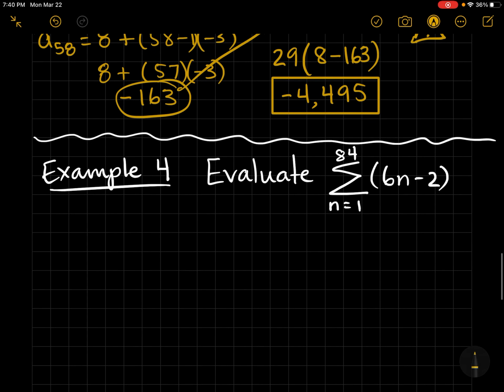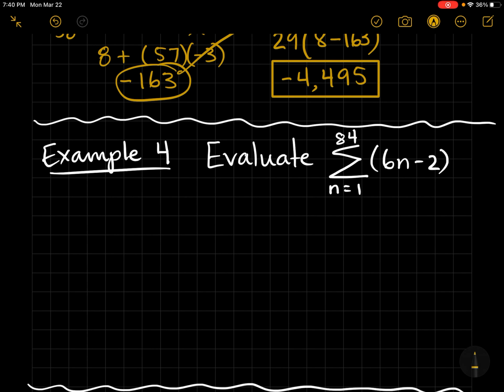Alrighty, example 4. In our last lesson, I promised you we'd look at what happens when there's a big number on the summation. Well, if it's arithmetic, which looks linear, okay, then that means we can just use the S of n formula that we just learned. The first thing you might want to do, though, is try to understand your sequence or your series that you're working with. If you plug in 1, 6 times 1 minus 2, that's 6 minus 2 is 4.